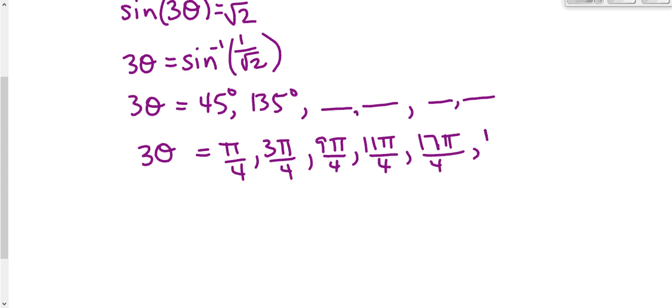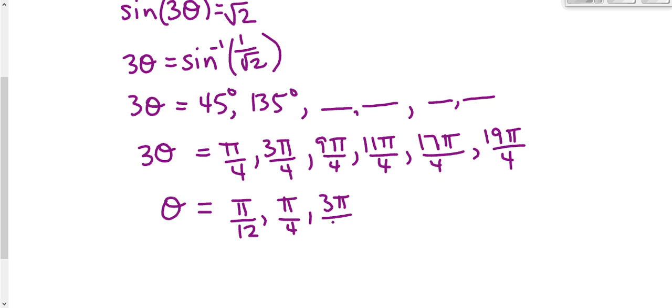And 19 pi over 4. And now we're going to divide each of those by 3 to get theta by itself. So we have pi over 12, pi over 4, 3 pi over 4, 11 pi over 12. Sorry, I got stuck on the 4s. 17 pi over 12, and 19 pi over 12.